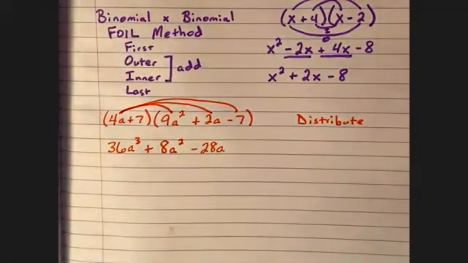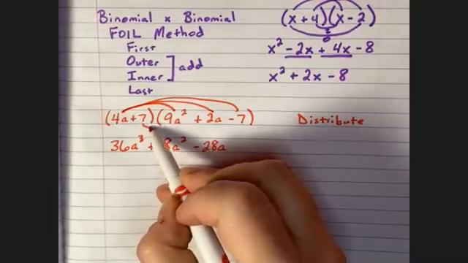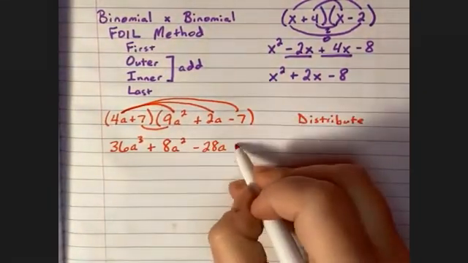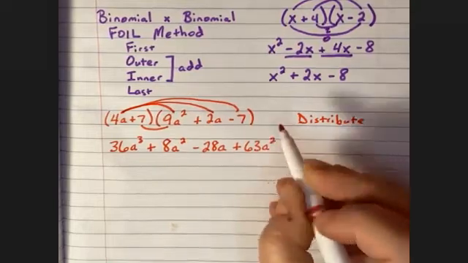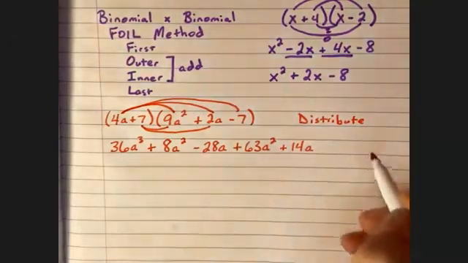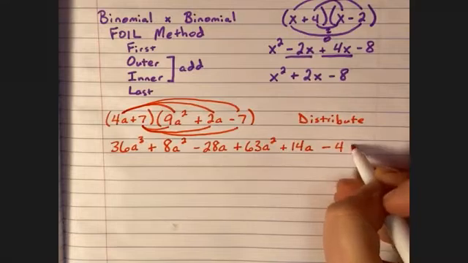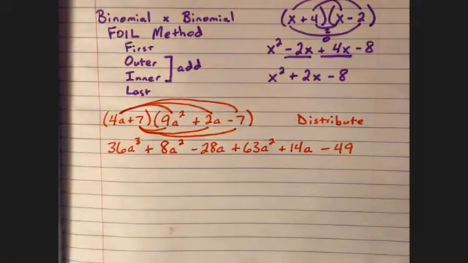So I just distributed the first term in my first set of parentheses to everything in the second set of parentheses. Now I'm doing the exact same thing, except now I'm going to use the second term. So now 7 times 9a squared is going to be plus 63a squared. 7 times 2a is 14a. And then positive 7 times negative 7 is negative 49. So now I have this big, long list of things, and I need to combine any like terms.